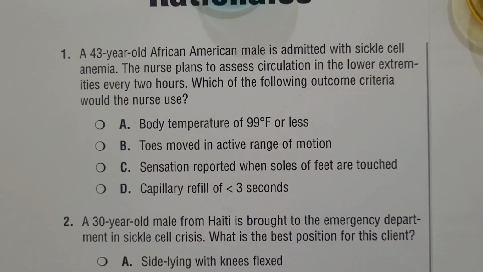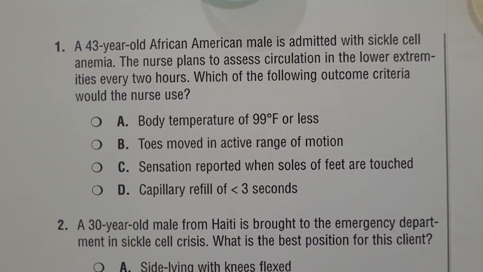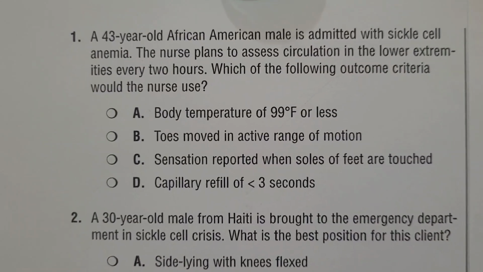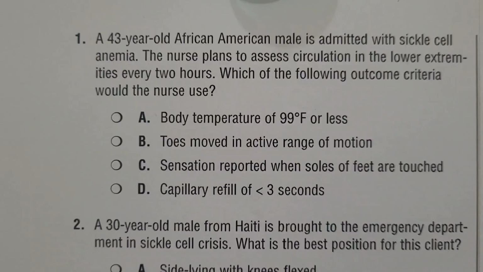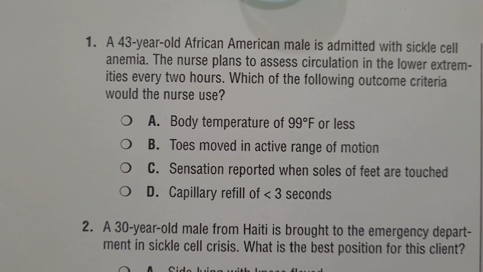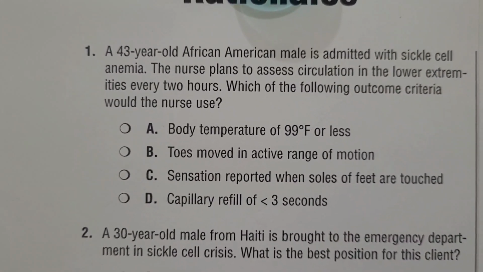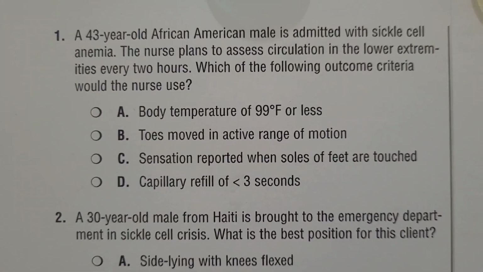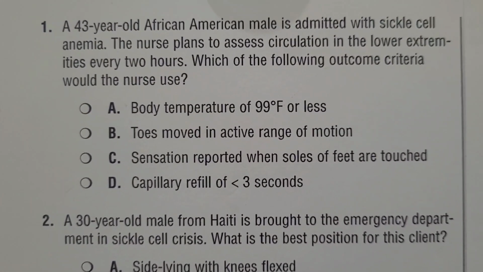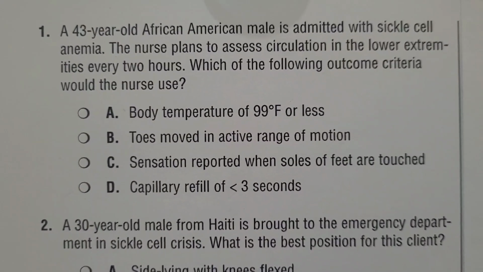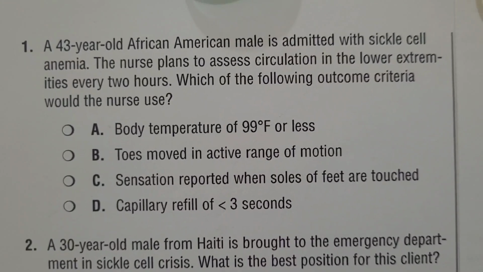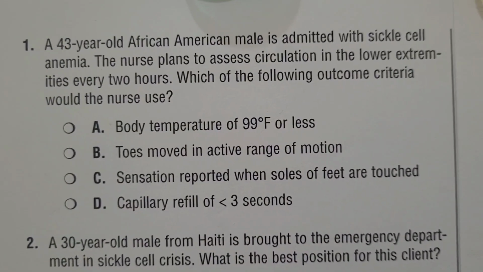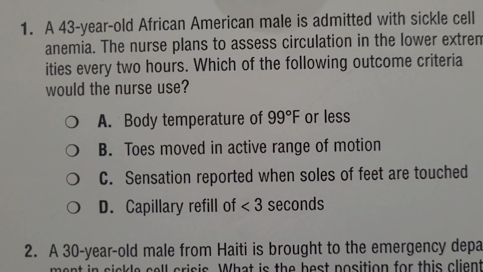So if we talk about option A, the body temperature of 99. Keep in your mind that body temperature, motion and sensation would not give information regarding peripheral circulation. So number A is regarding body temperature. Number B is the toes move in active range of motion. They will not give the proper criteria for the circulation of the extremities. Number C, sensation reported when soles of feet are touched. This will not give the information regarding the peripheral circulation.